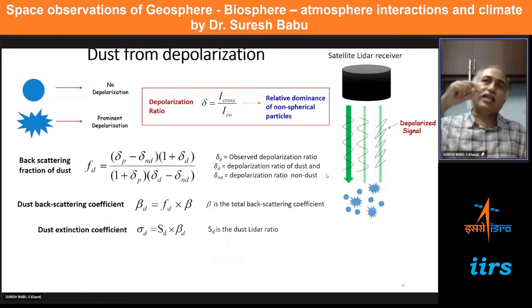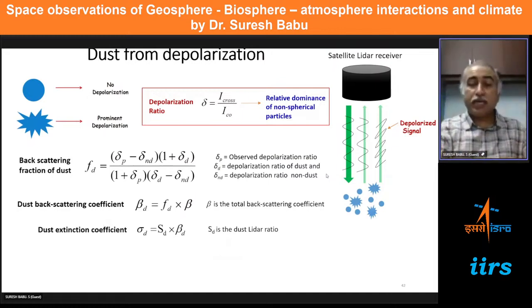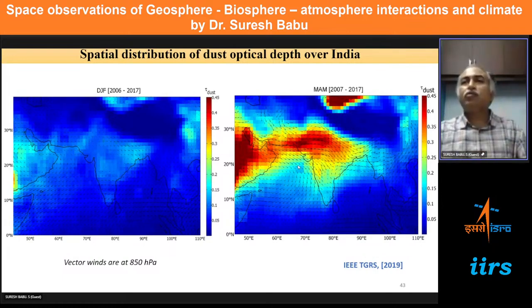But using the LiDAR measurements from space, the non-sphericity gives very important information on the depolarization of the signals, and we can estimate the contribution of the dust which comes from desert regions to the total aerosol system. Using the space-based observation, we can see that during winter months, the contribution of dust to the aerosol system over this region is quite negligible. But during pre-monsoon time, a large amount of dust aerosols emitted over the Saharan region through geosphere processes get transported to the South Asian region.